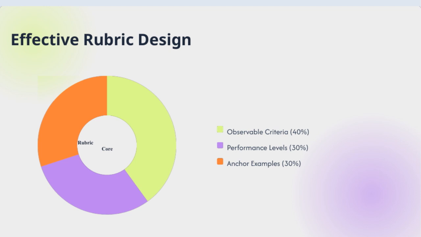Good rubric design isn't just about listing criteria, it's about creating a clear and usable guide that supports meaningful assessment. So, in essence, a well-crafted rubric balances these elements: anchor examples, performance levels, and observable criteria, to give clear guidance and foster effective assessment practices.